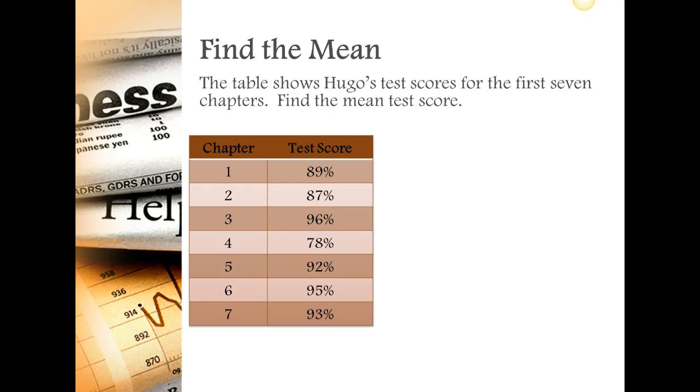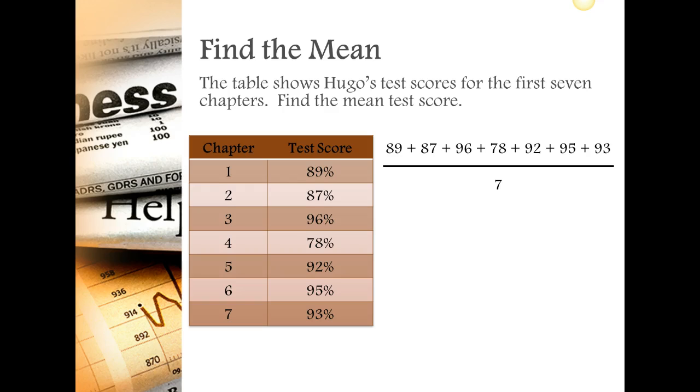The table shows Hugo's test scores for the first 7 chapters. Find the mean test score. In order to find the mean, we will have to add all of Hugo's test scores together and then divide that number by 7. If you are using a calculator, it's really important to either use the parentheses or do this in 2 steps.